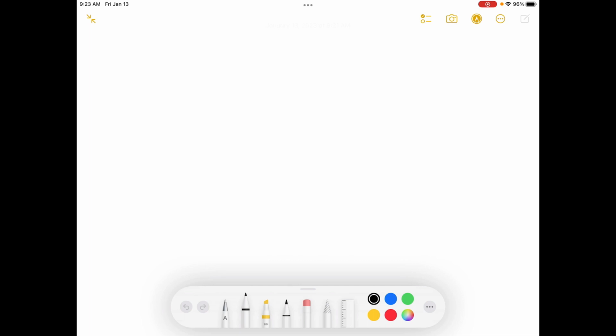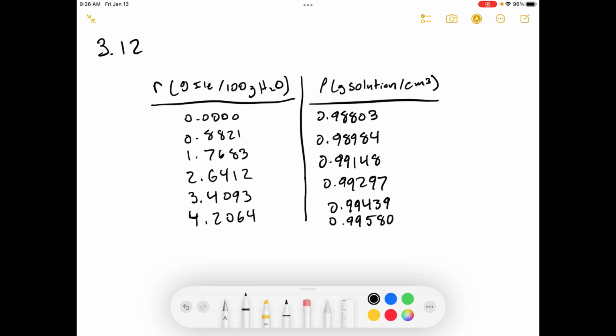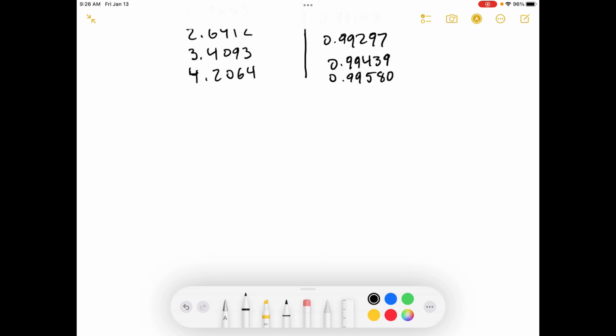They give us a table of values. And then part A says, plot a calibration curve showing the mass ratio, R, as a function of solution density, rho, and fit a straight line to the data to obtain an equation of the form R equals A rho plus B. We did this a lot in the last chapter, so you should be pretty familiar with how to do this. So part A, we have our equation, R equals A rho plus B.